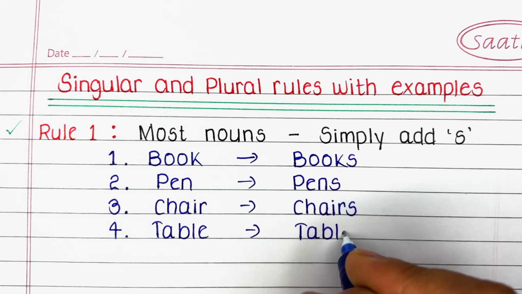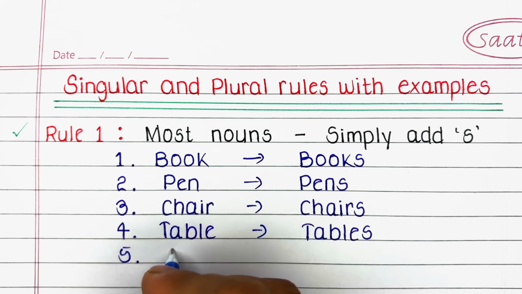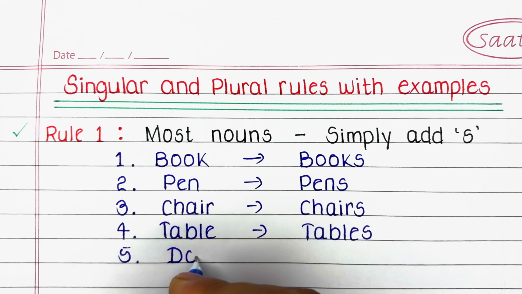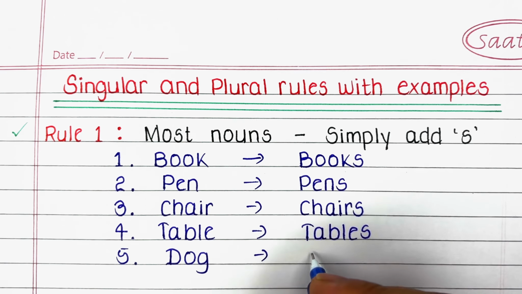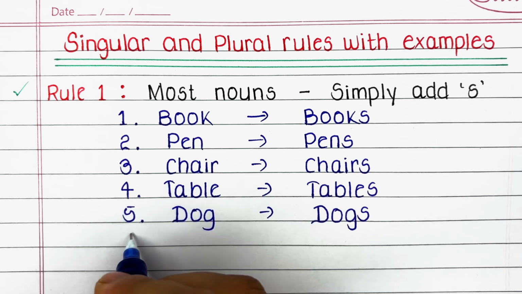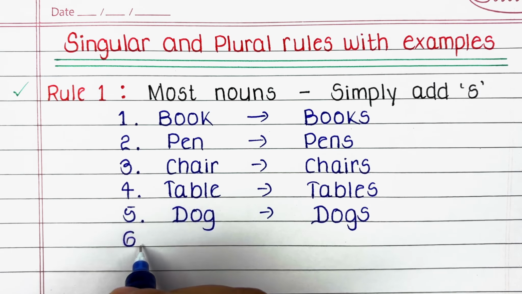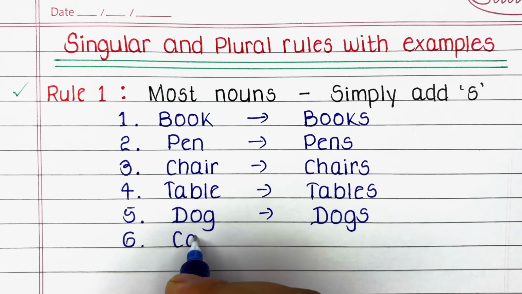For example, our first word is book. The plural form of book is books. As you can see, I have just added an s at the end of the word. Second word is pen. The plural form of pen is pens. Next word is chair. The plural form of chair is chairs. Next word is table. The plural form of table is tables.